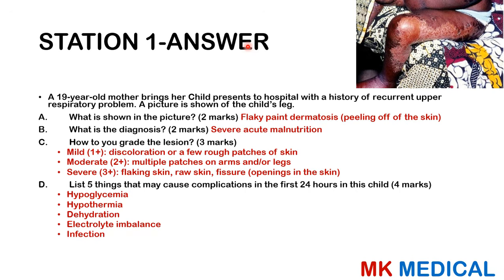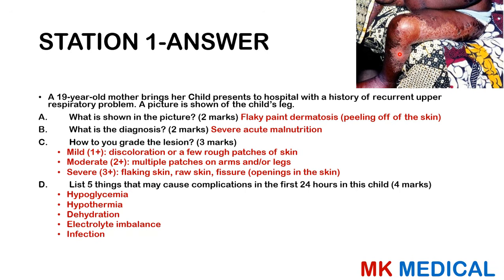And remember, dermatosis is graded as mild, moderate, and severe. There's 1+, 2+, and 3+. So 1+ if there's a discoloration or a few rough patches of skin. 2+ if there are multiple patches on the arms and/or the legs. 3+, which is severe, is flaking of the skin, raw skin, fissures, which is opening of the skin. So this child is most likely at 3+ or severe dermatosis.